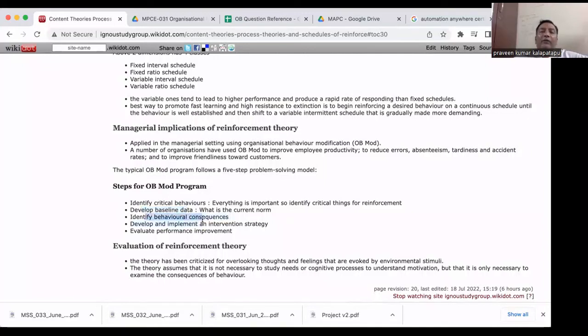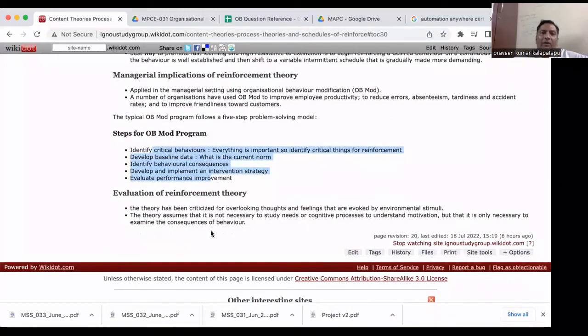And identify, what if I actually reinforce, identify behavioral consequences. What if they actually fix these particular defects? Is it going to have an effect on it or not, right? And then develop the plan. So now how are you going to reinforce it, and evaluate your performance impact over time to check whether your reinforcement is working or not. This is the way it would actually work as steps as far as the overall OB Mod program is concerned, right? And evaluation of the reinforcement.